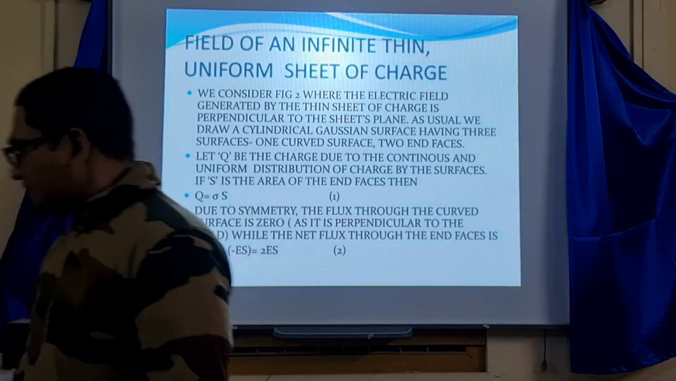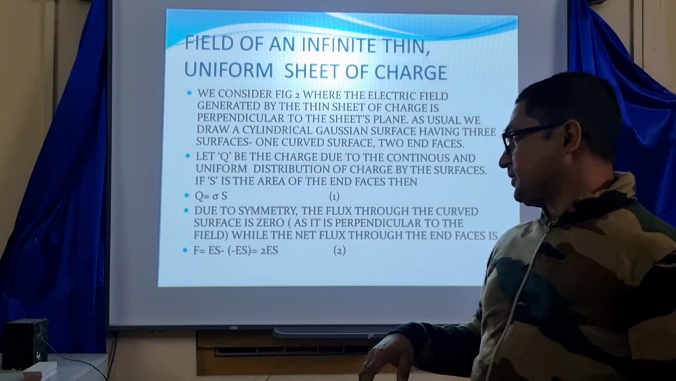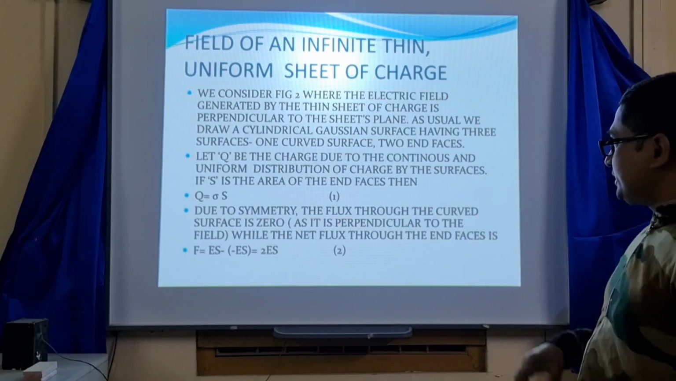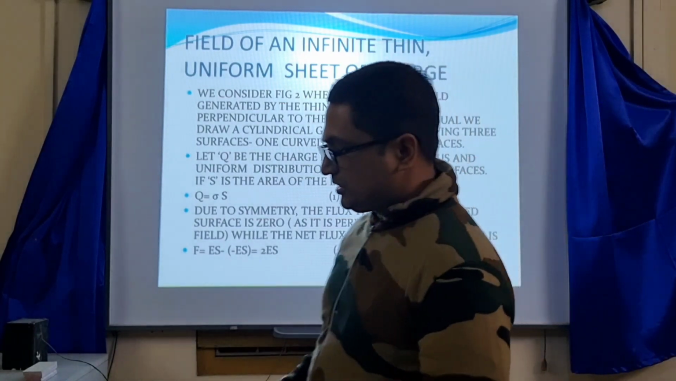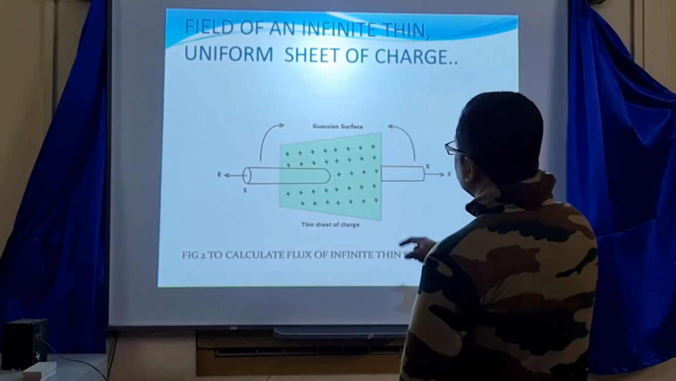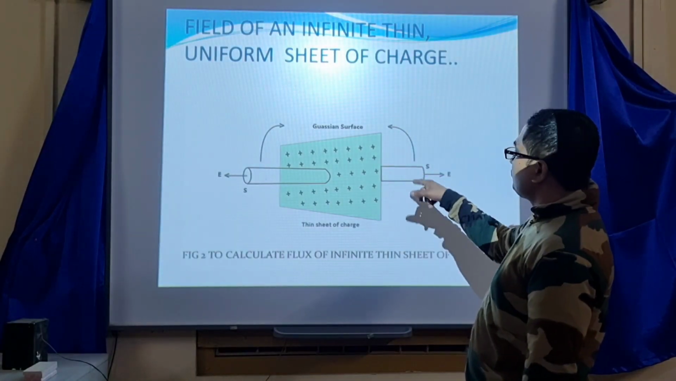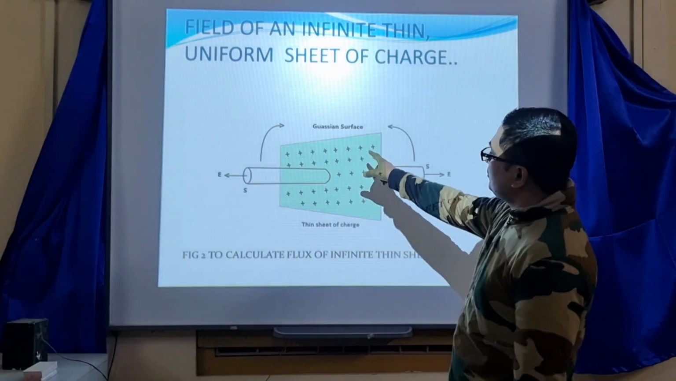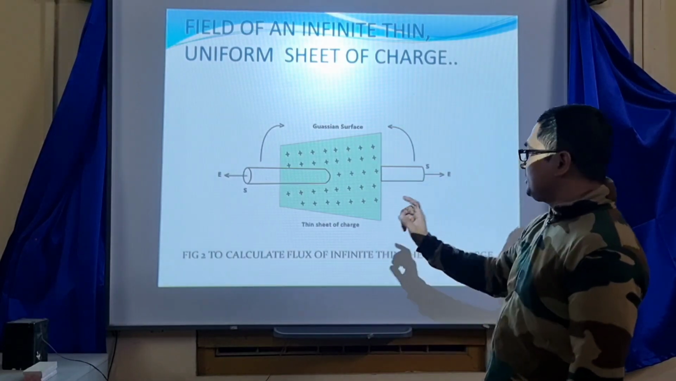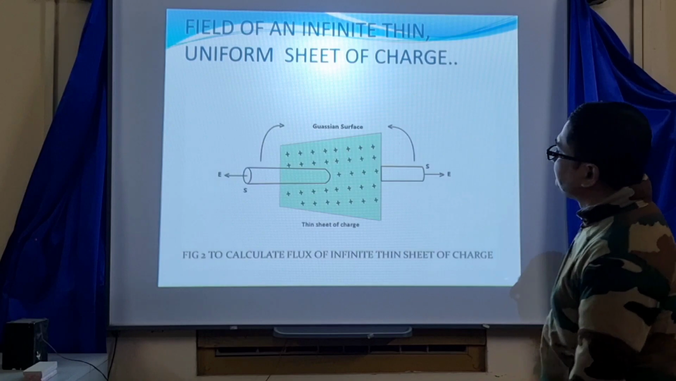So this was one example, just regarding cylindrical symmetry. So let's go for the second one. This is basically related with planar symmetry. So here we take a thin sheet of charge, just like represented by this figure, and this is the thin sheet of charge where the charges are, and this is the Gaussian surface. And we want to calculate the electric field because of this thin sheet of charge. So we must remember that this thin sheet of charge is the real thing, but the Gaussian surface is imaginary.